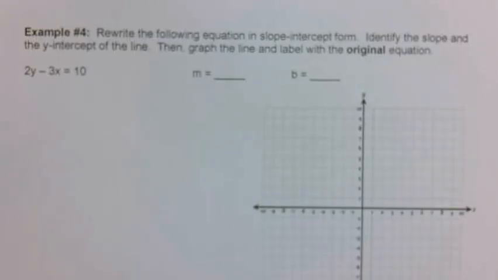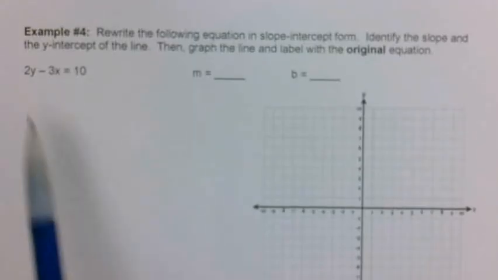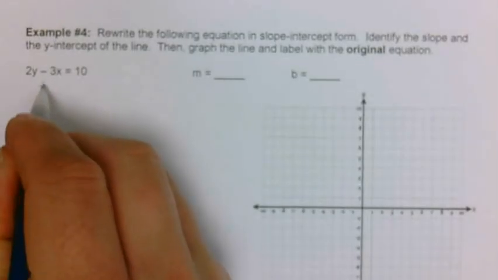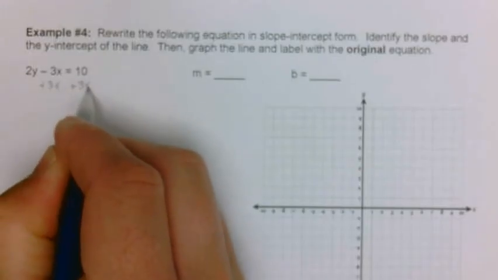All right, so our equation this time, it says 2y minus 3x is equal to 10. We're going to write this equation in slope-intercept form first, which means we have to get our y all alone. So we're going to start by adding 3x to each side.